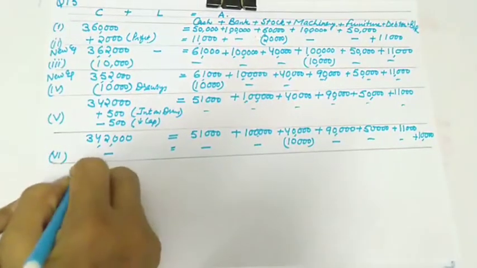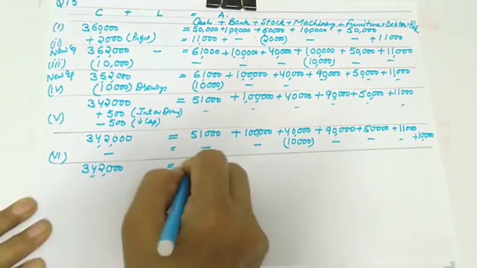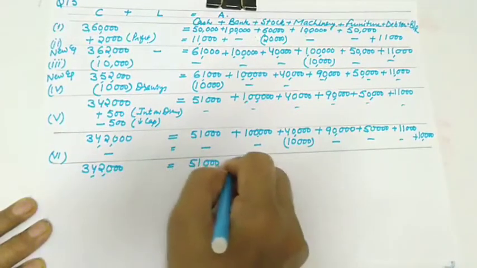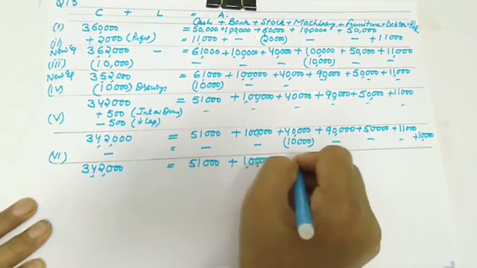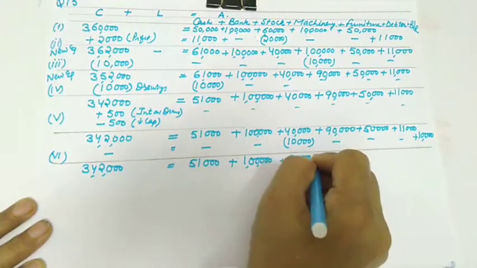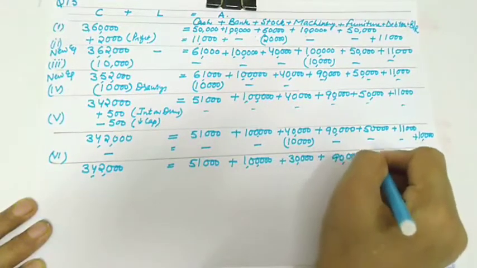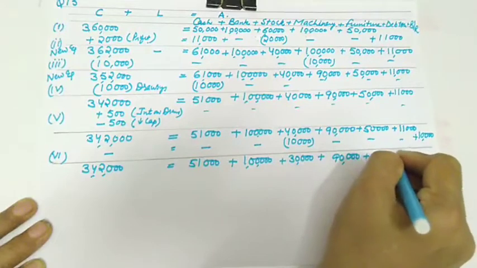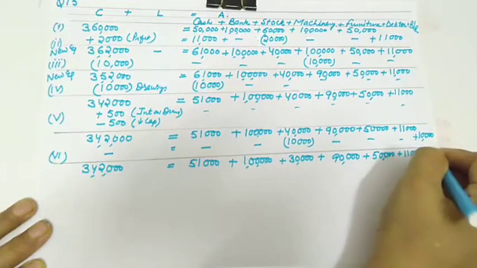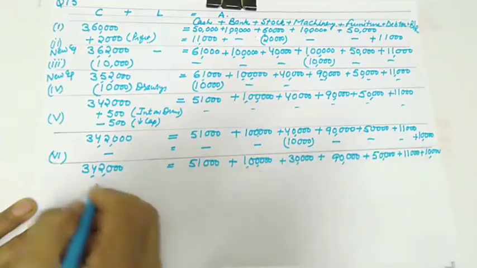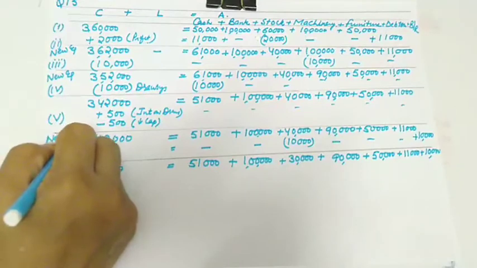So the new equation will be 3,42,000 is your capital, 51,000 cash, 1 lakh bank balance, 30,000 is the value of stock, 90,000 machinery, 50,000 furniture, 11,000 debtors, and new item 10,000 bills receivable. This is my new equation.